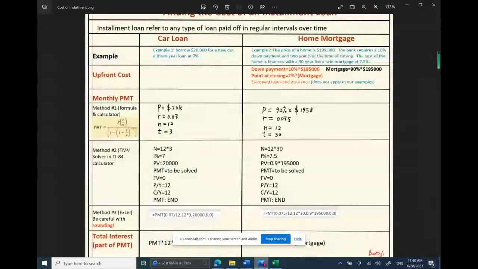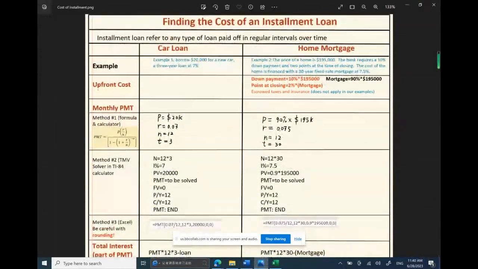Let's look at our table note for this section about installment loan. I have two examples. The one on the left is a car loan. The one on the right is home mortgage, and we are going to talk about home mortgage in the next video. This video we focus on auto loan, an important example about installment loan.